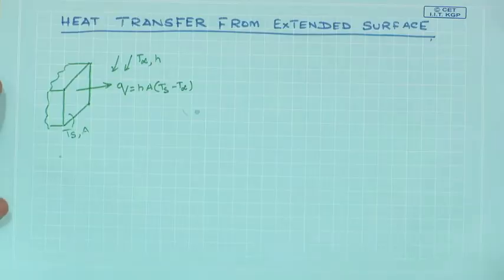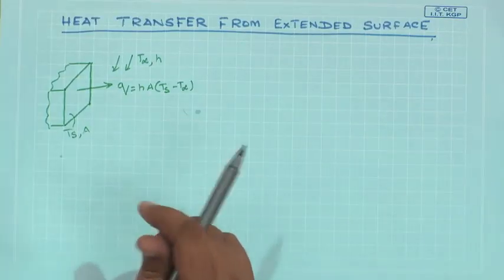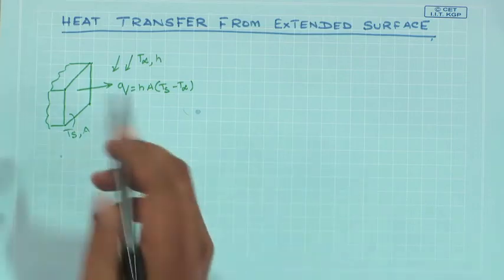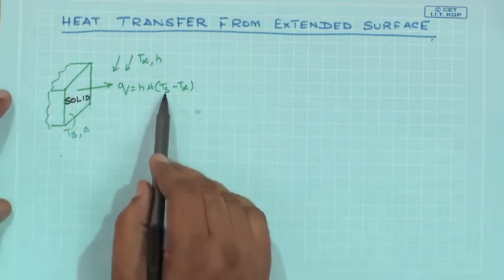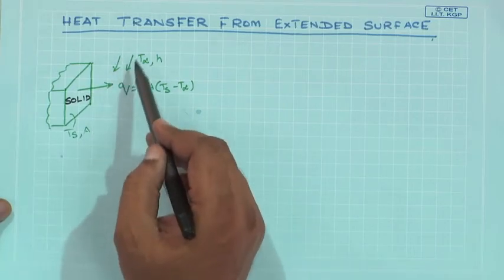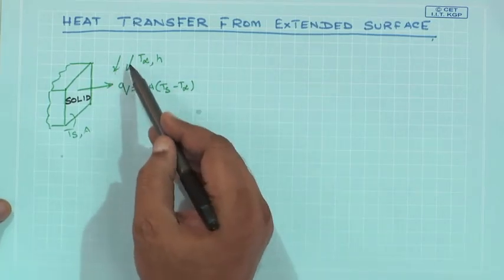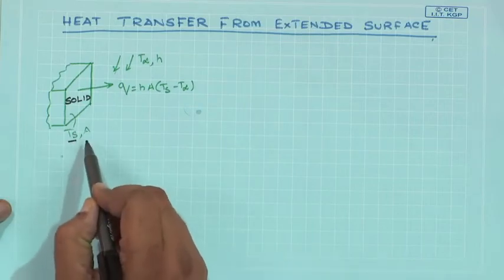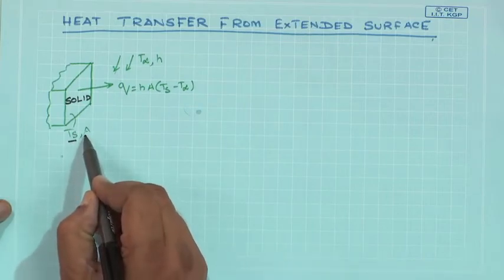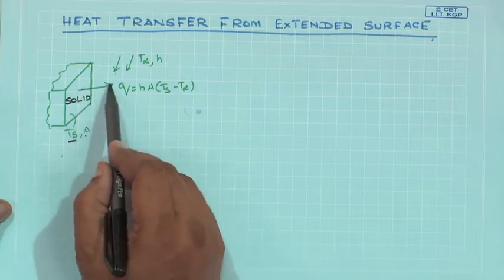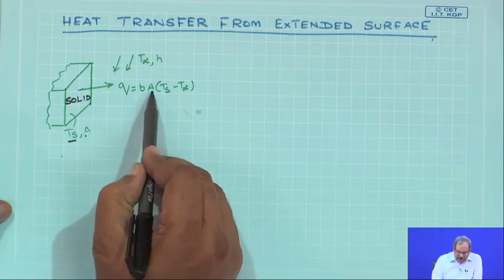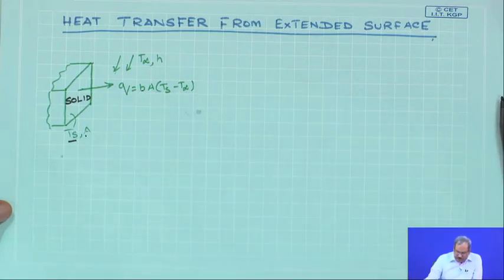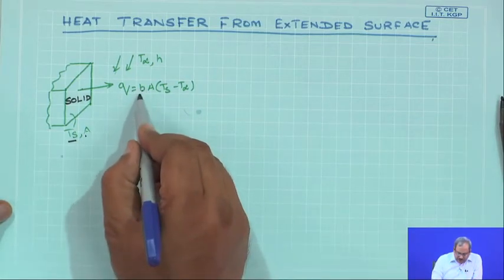So, let us first take a look at what an extended surface would look like. So, this is a solid whose temperature is, let us say, Ts, and we have some air or some fluid which is flowing over it. So, this is at temperature Ts, and the area exposed for convective heat transfer is A. So, the heat loss from the surface is simply going to be Q equal to h times A times (Ts minus T infinity). As I said, this h is more or less fixed.